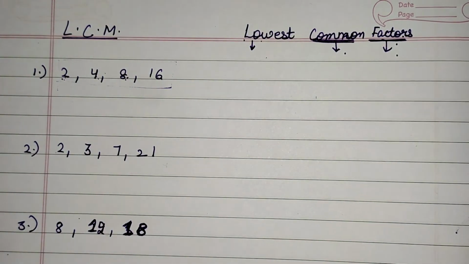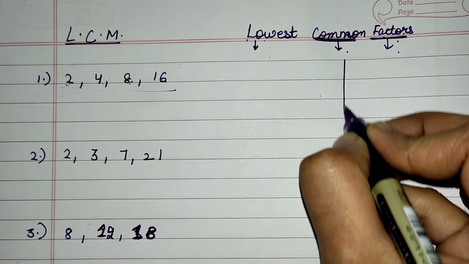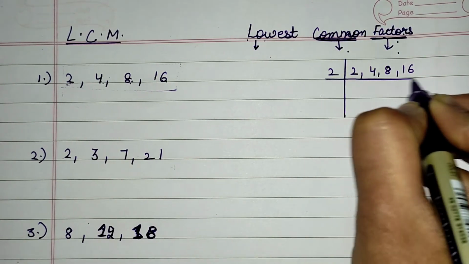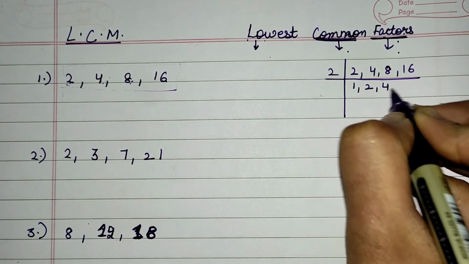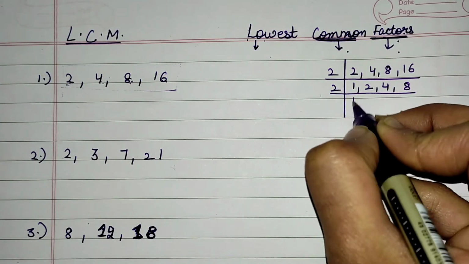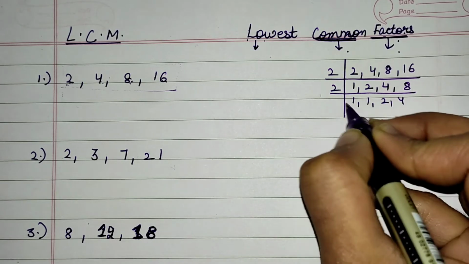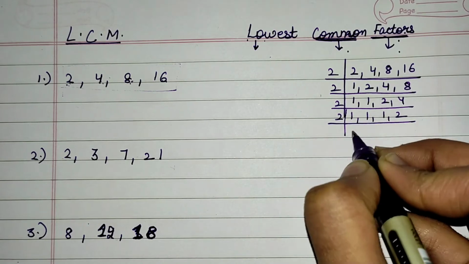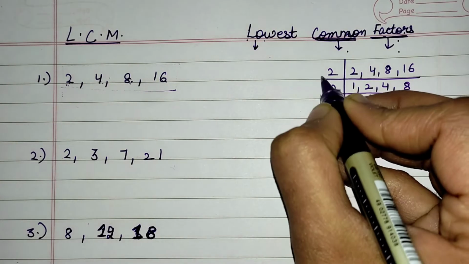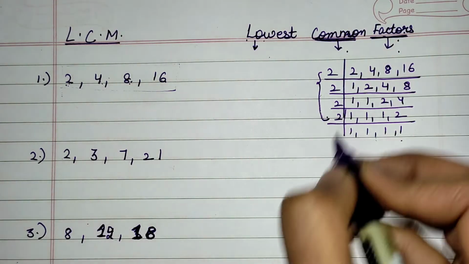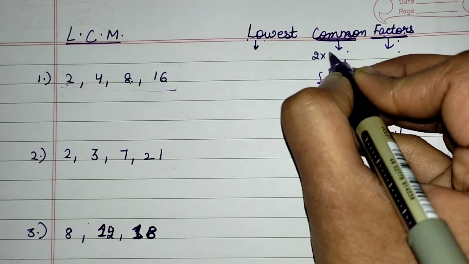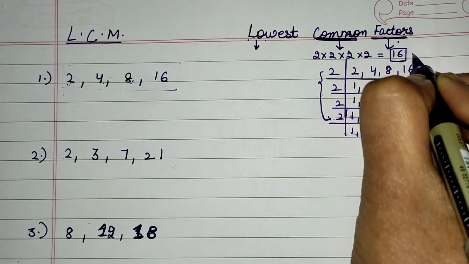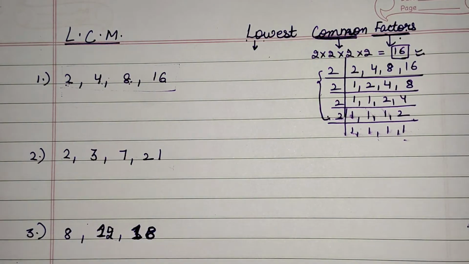In the junior classes, how have we done it? If I have to find the LCM of 2, 4, 8 and 16, I will divide all of them by 2 first, getting 1, 2, 4 and 8. I will divide until I get 1 in all. Now when I multiply all these 2s, 2 into 2 into 2 into 2, it will give me 16. So 16 is going to be my lowest common multiple.